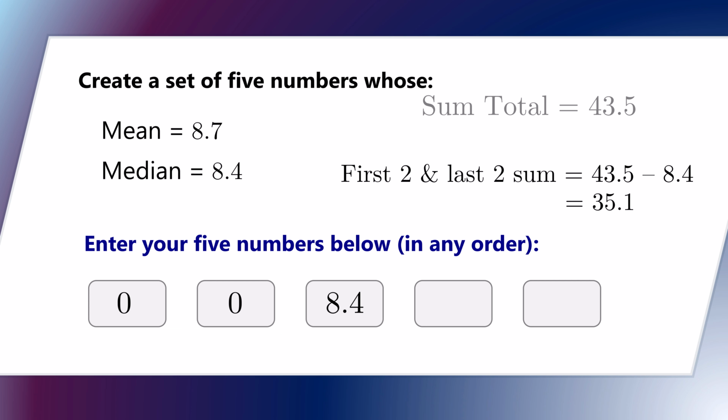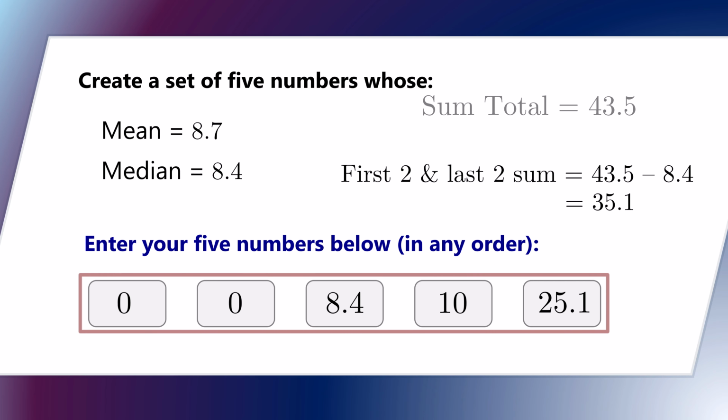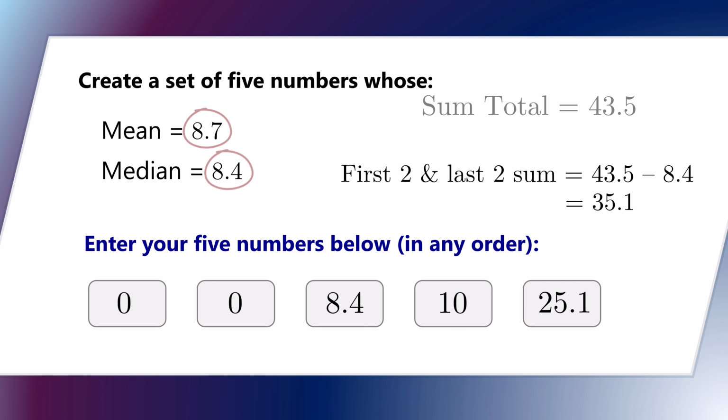That leaves 35.1 to be split between the last 2 spots. If we put 10 in the 4th position, the final spot will be 35.1 minus 10, which is 25.1. This gives us exactly the mean and median we need.